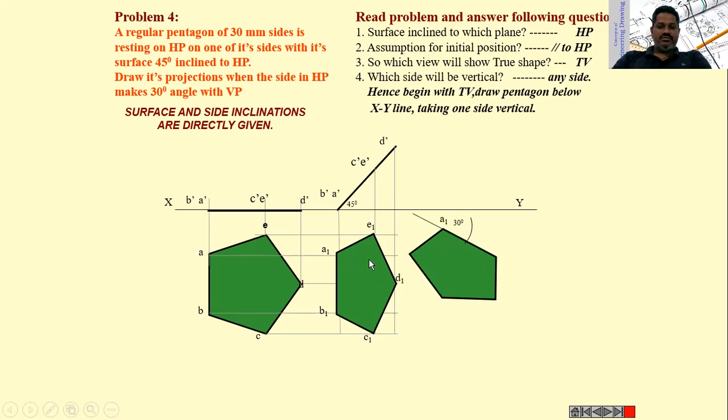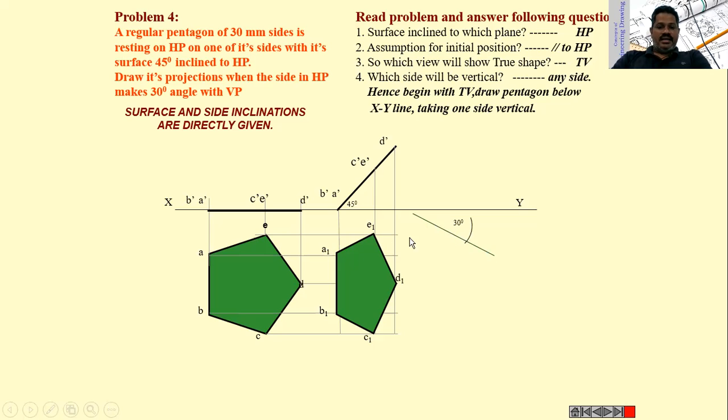The shape of the pentagon when it is at an angle of 45 degrees with the horizontal is the same as when one side of the pentagon is 30 degrees with the vertical plane. The same shape we will get, but this shape is twisted to 30 degrees with the vertical plane. That's all. I repeat this, draw an inclined line at an angle of 30 degrees below the XY line.